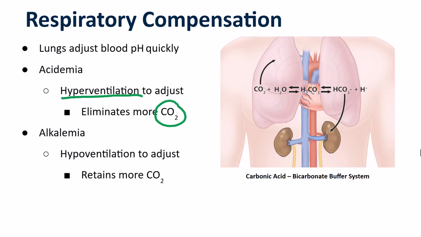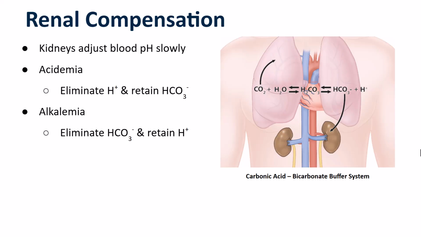Under alkaline conditions, one may hypoventilate. So you can have a slower than typical ventilation pattern. And what this is going to do is to help retain more of that volatile acid, carbon dioxide, within the blood. We also have renal compensation, so compensation by the kidneys, but this is a more slow mechanism.